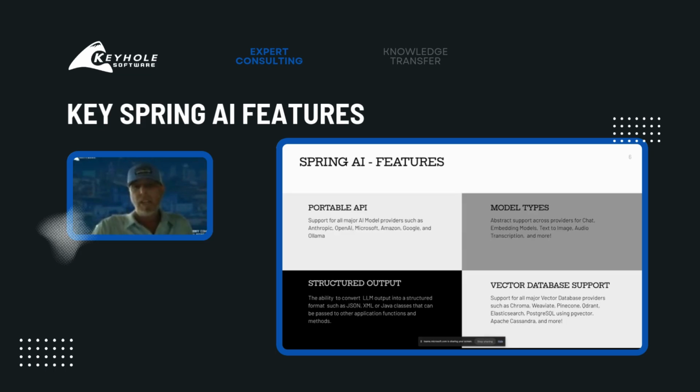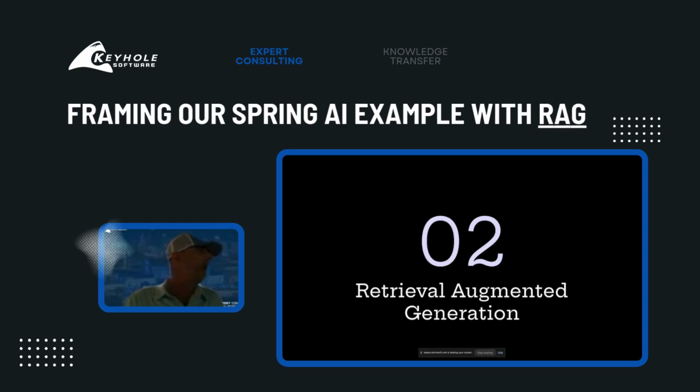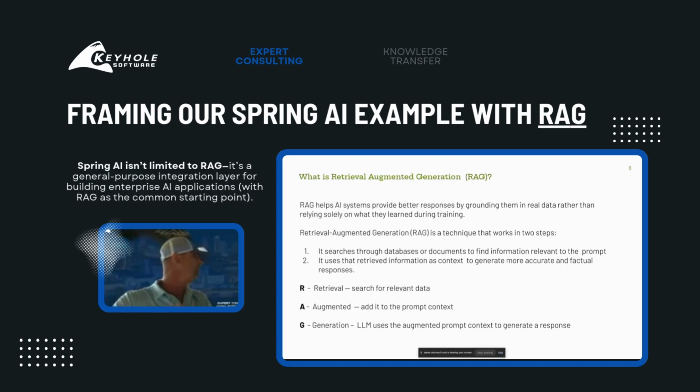And then lastly, vector database support, big deal, right? So this vector embedding idea is a central idea to the way LLMs work in general. So we're going to frame this, like I said, in RAG, Retrieval Augmented Generation, for the example. This is just one thing you can do with Spring AI. Again, we're just kind of reinforcing that.